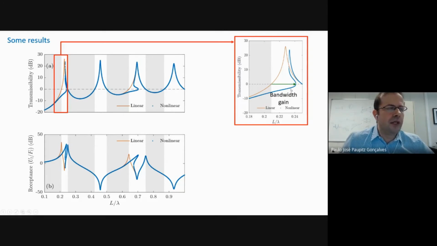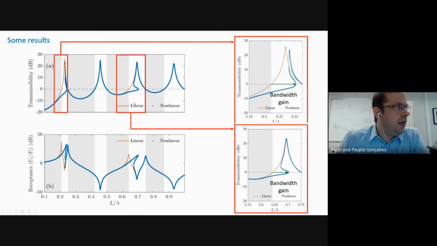Of course, there are other secondary effects that I'm not going to discuss today. You can have jumps and things like that in the frequency domain, but there is no time to discuss. Maybe we can discuss this in the questions. And this is a zoom for the second peak. So we get this extra bandwidth here as a result of the nonlinearity. It's not much, but it's something that we can get.